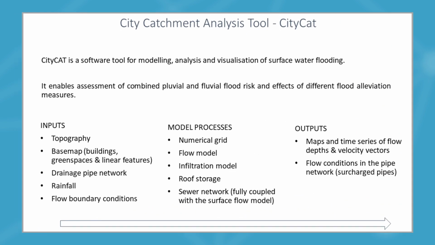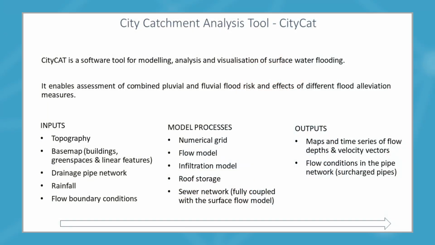The main components of the model are the numerical grid generator, the surface flow model, which is based on the shallow water equations, and these equations are solved using finite volume shock capturing schemes. It has also an infiltration model, which is based on the cleanup method and the Richards equations. It has also a roof storage model and a pipe network model, which is based on the mixed flow equations and is fully coupled with the surface flow model. In terms of output, what we get is maps and time series of water depths and velocities and flow conditions in pipes.